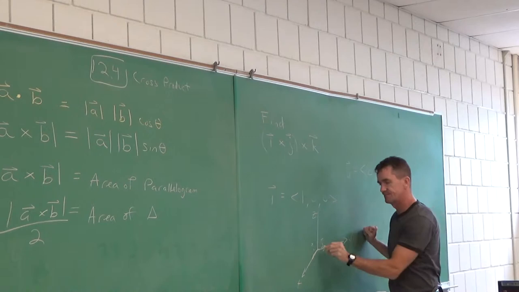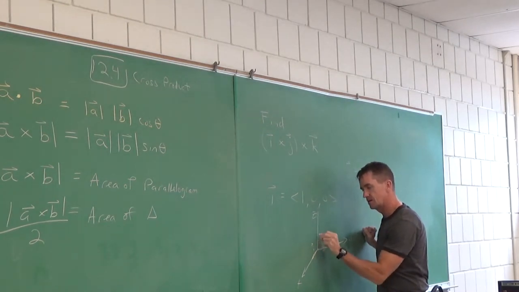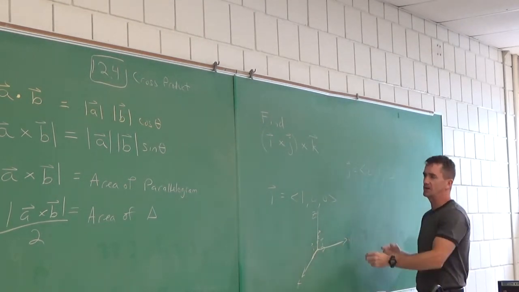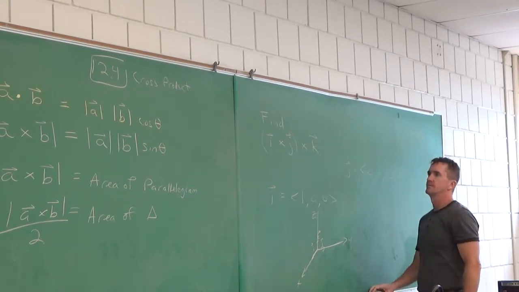Where's vector k? And what would vector k be? 0, 0, 1.